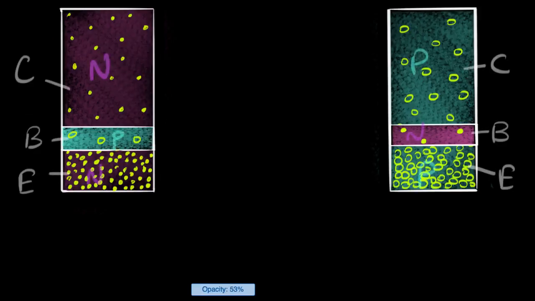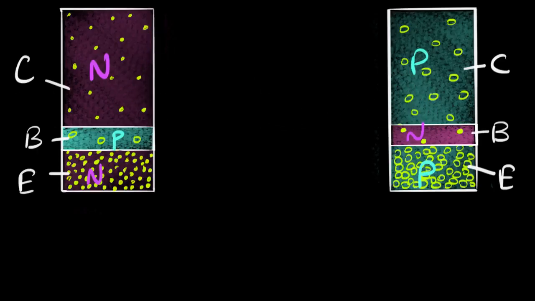The different regions have their different names. We call the heavily doped one the emitter. The very lightly doped thin region is called the base, and the biggest region of the transistor, which is usually moderately doped or even very lightly doped, is called the collector.